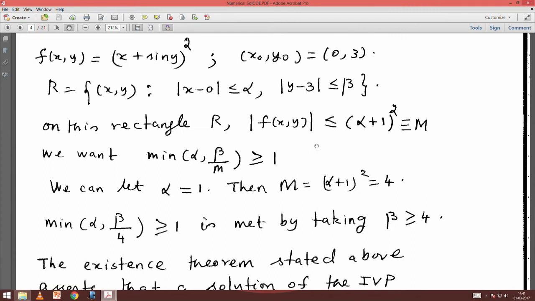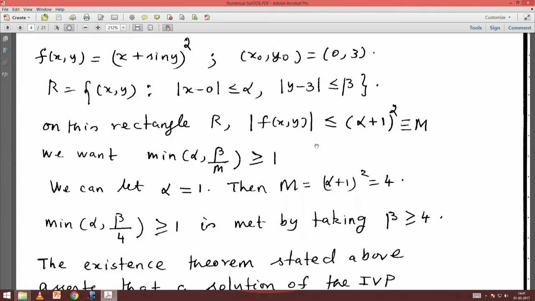So, let us see what is modulus of f of x comma y. f of x y is (x plus sin y) the whole square. So, since mod x is less than or equal to alpha for all x y in this rectangle, modulus of f of x comma y is going to be less than or equal to (alpha plus 1) the whole square, and we have denoted this by capital M.